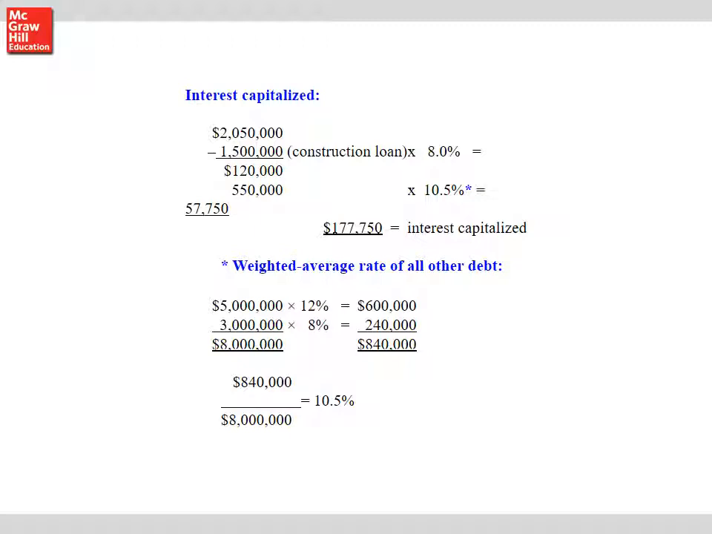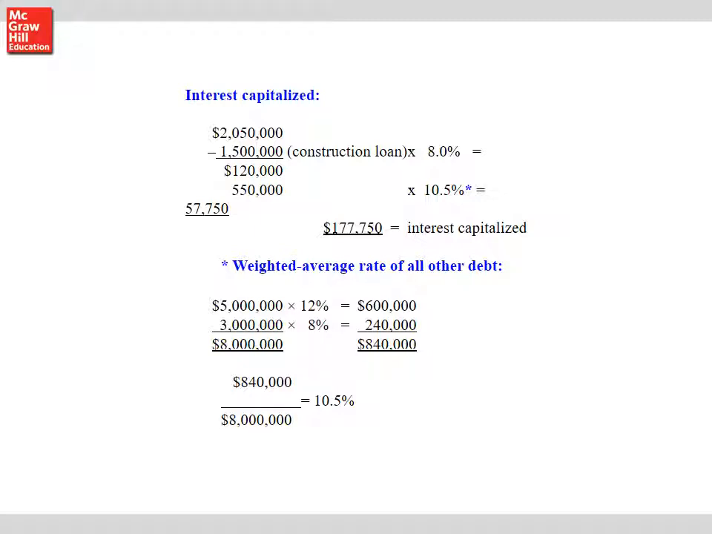How much interest is there for the year on that? $3 million times 8%, or $240,000. So of the 2 additional debts that total $8 million in principal, the company would pay $840,000 in interest. Well, what's the average interest rate then? 840 divided by 8 million, 10.5%.